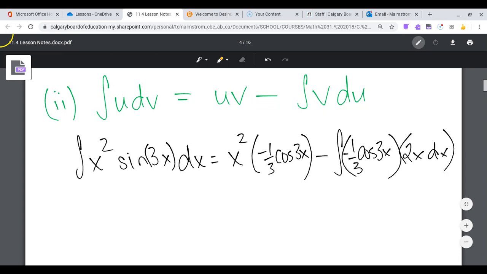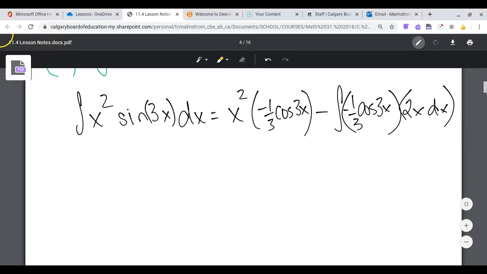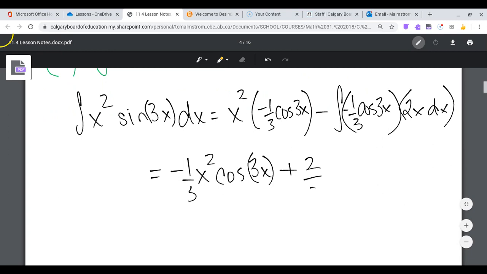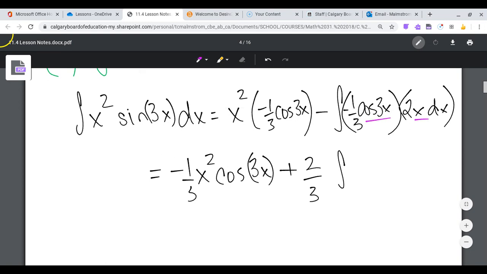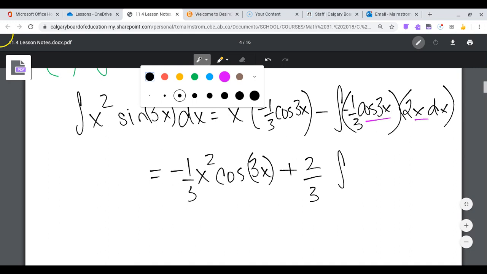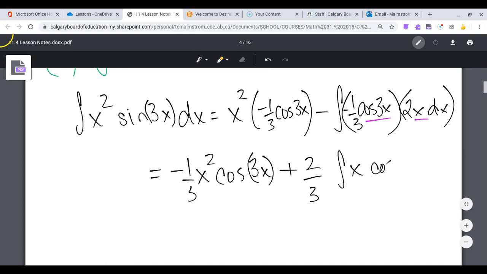So here brings in a little more complication. Let's just tidy this up before we try to do more with this. This is equal to negative 1/3 x squared cos 3x. Then I've got two negatives when I pull out that 1/3, so I'm going to put a plus here. The 1/3 and the 2 go together to 2/3. So that's the constant. However, when I look inside, I still have an x and a cos 3x dx.